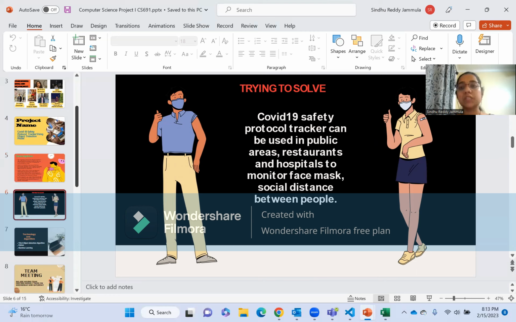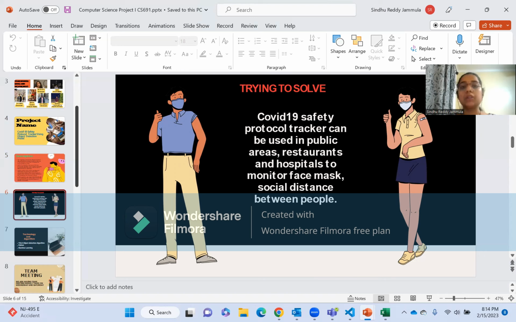In the face mask detection model, it is going to detect whether the individual is wearing a face mask or not. And the social distancing model is going to observe the distance between two people, and identify or highlight if people are not maintaining the proper distance between them.